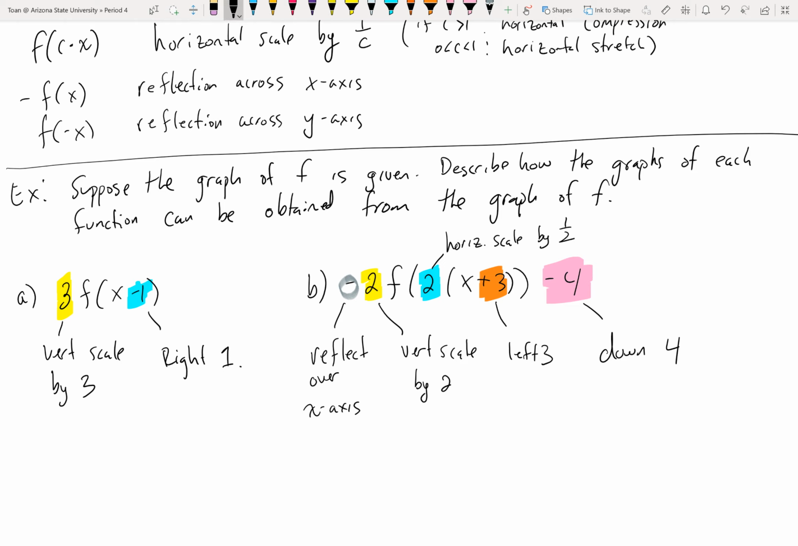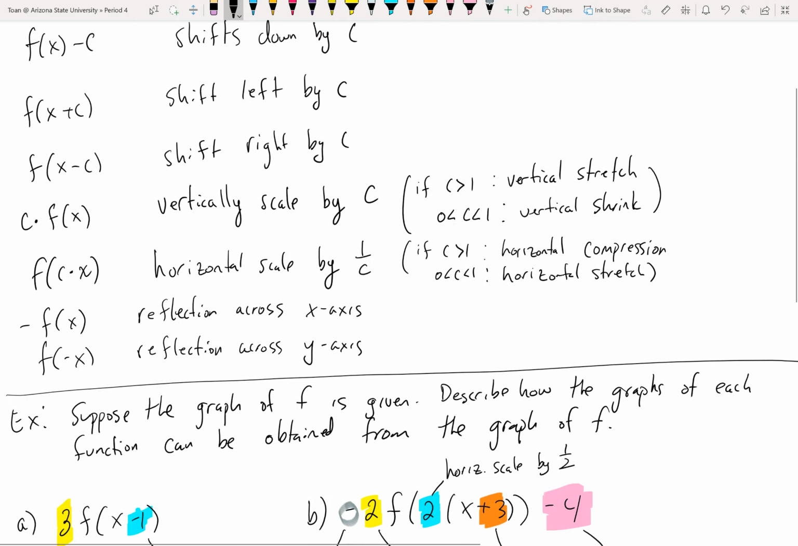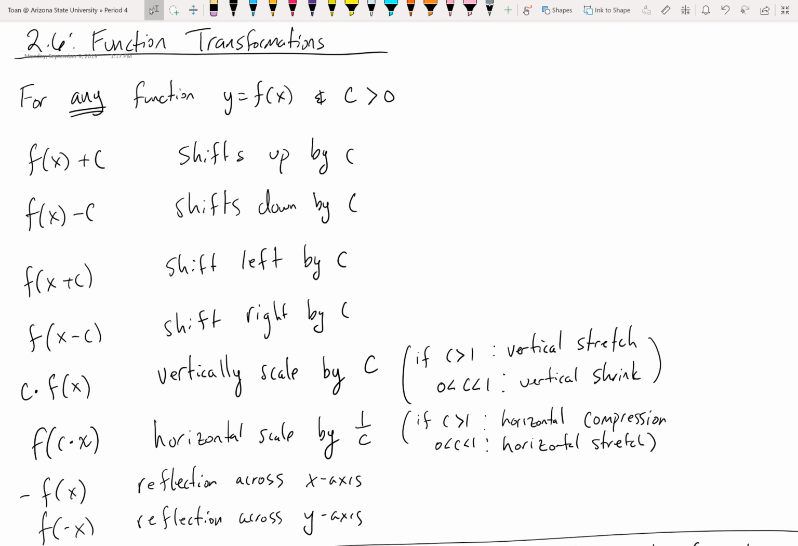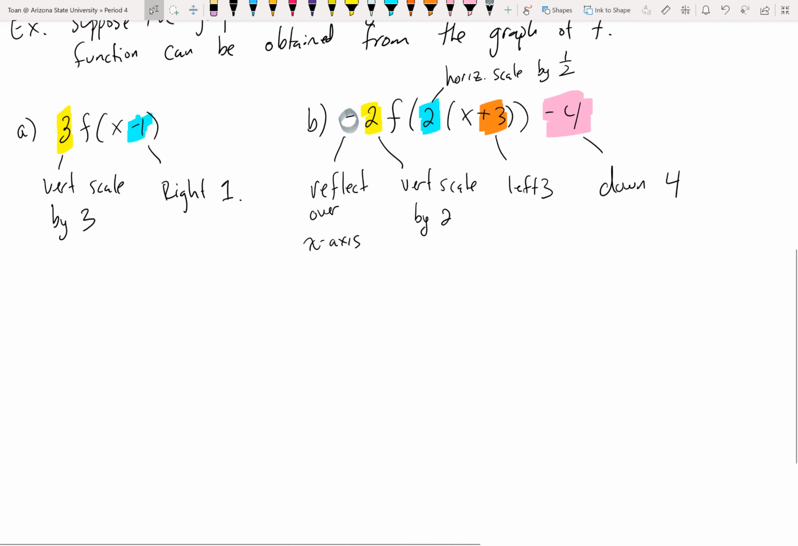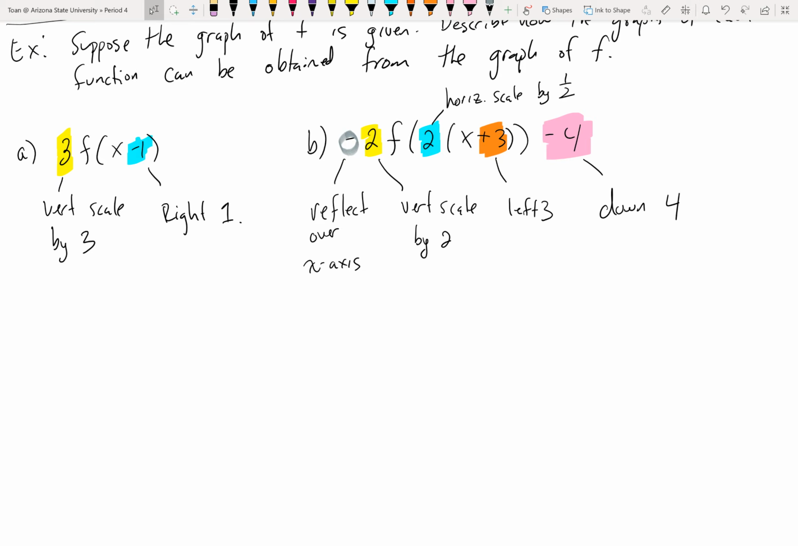By 1/2. Right? So, again, hey, Mr. Vo, how'd you know it's left 3? Hey, Mr. Vo, how'd you know it's vertical scale by 2? There's nothing to calculate. You just have to know these function transformations. Right? So you can see why I said that this is going to be a very easy section or a very hard section, depending on whether or not we know these.